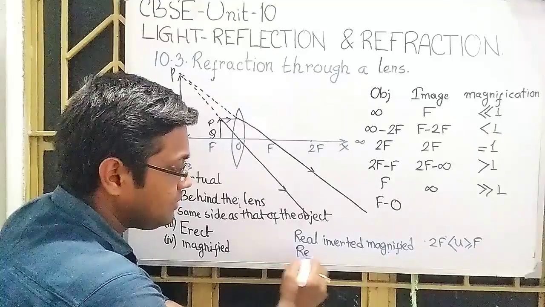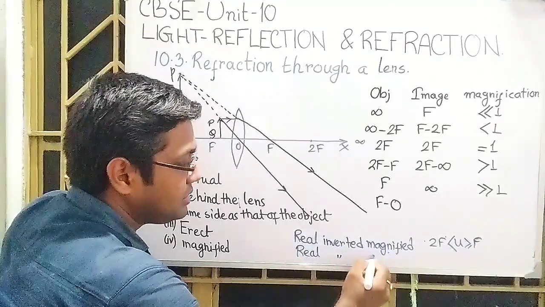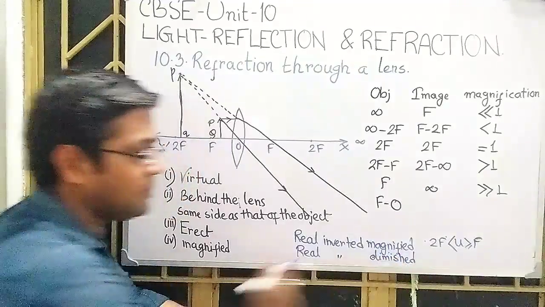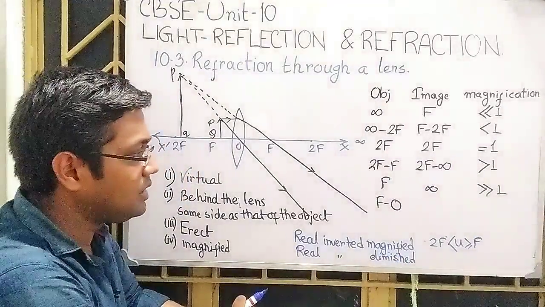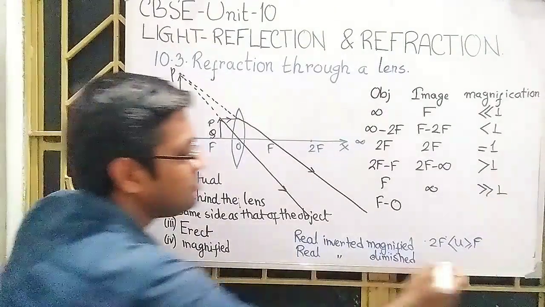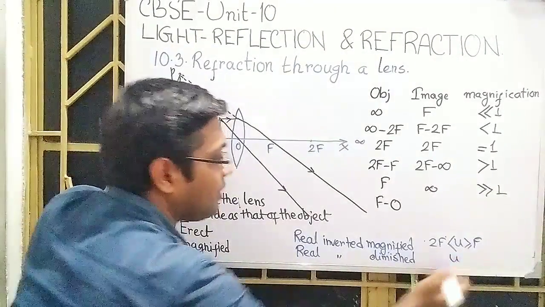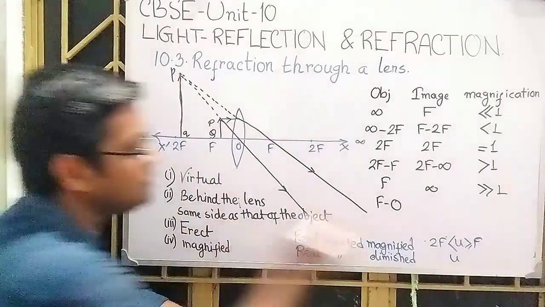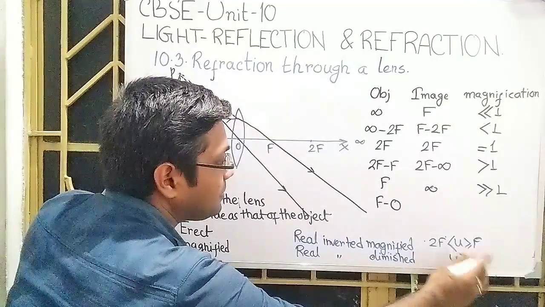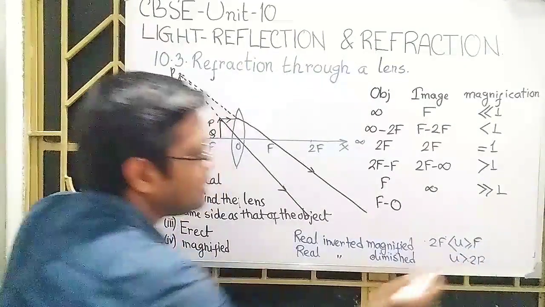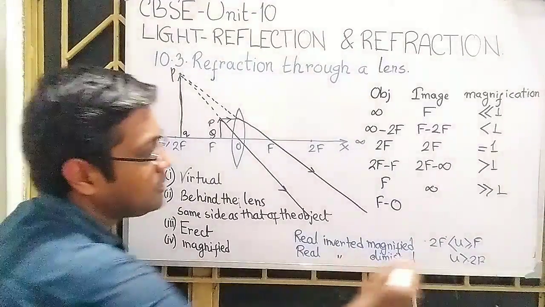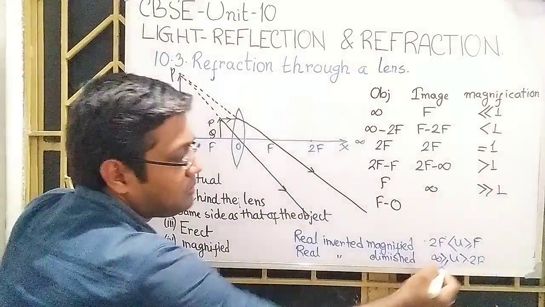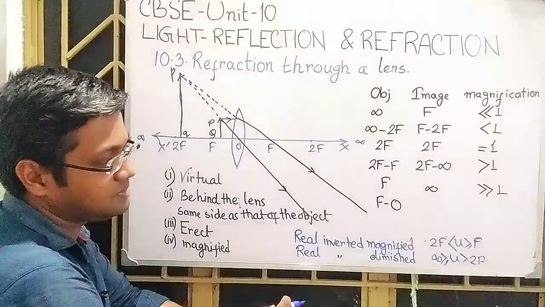The next is, if you want to get the image real, inverted but diminished, of shorter size, then where should you place the object? The value of u should be greater than 2f, but the value of u should be less than or equal to infinity. So this should be the range.